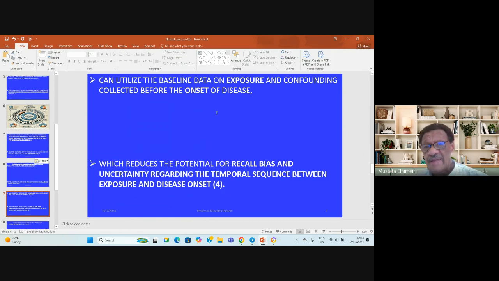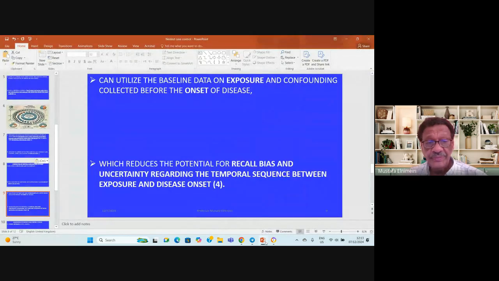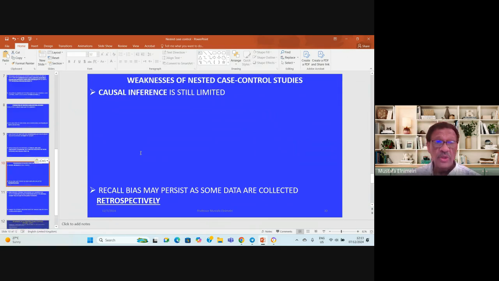We can utilize baseline data on exposure and confounding before the onset of the disease, which is an advantage in comparison to the classical case control, where by the time we carry out the study, both the exposure and the disease have already occurred, which reduces the potential for recall bias and uncertainty regarding the temporal sequence between exposure and the disease, as we see in the classical case control studies.